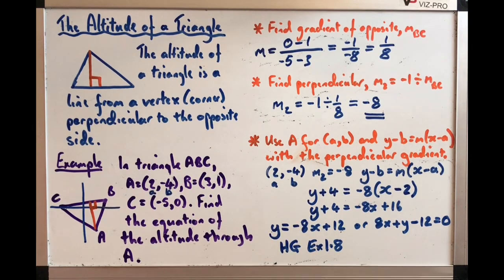Now you need to know the definition of these 3 lines. You need to know the perpendicular bisector, the median, and the altitude, because they don't always give you a nice little diagram to go with it. So you need to be aware of the definitions of these lines and what to do in each case. That concludes this video.